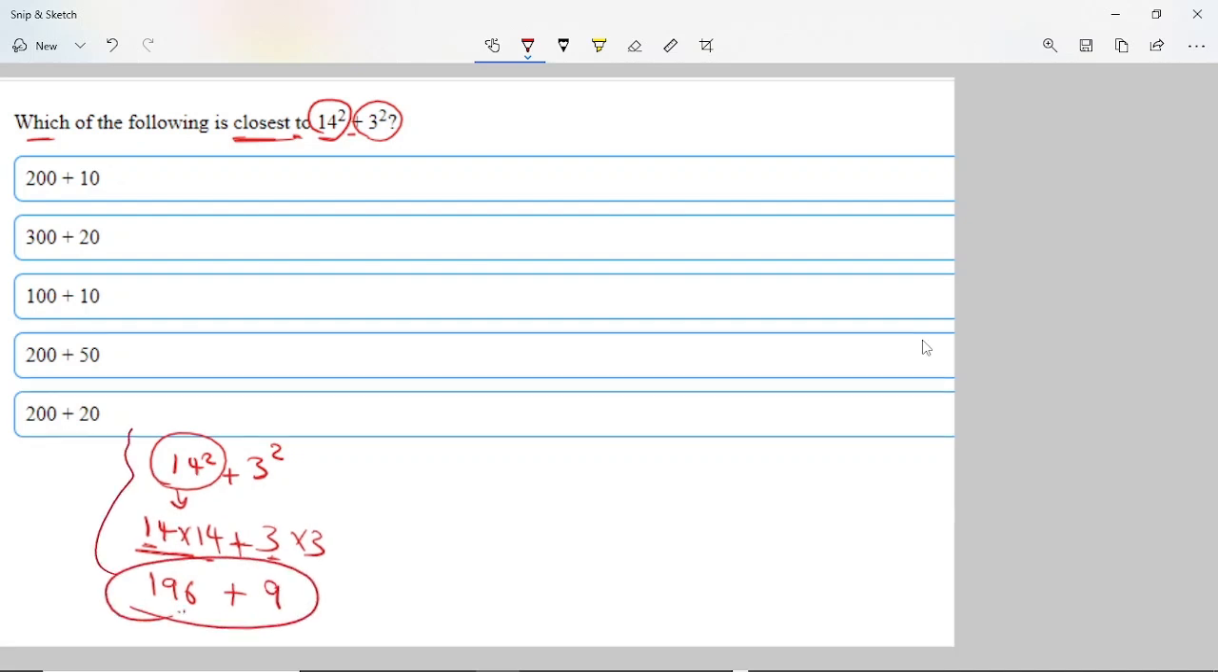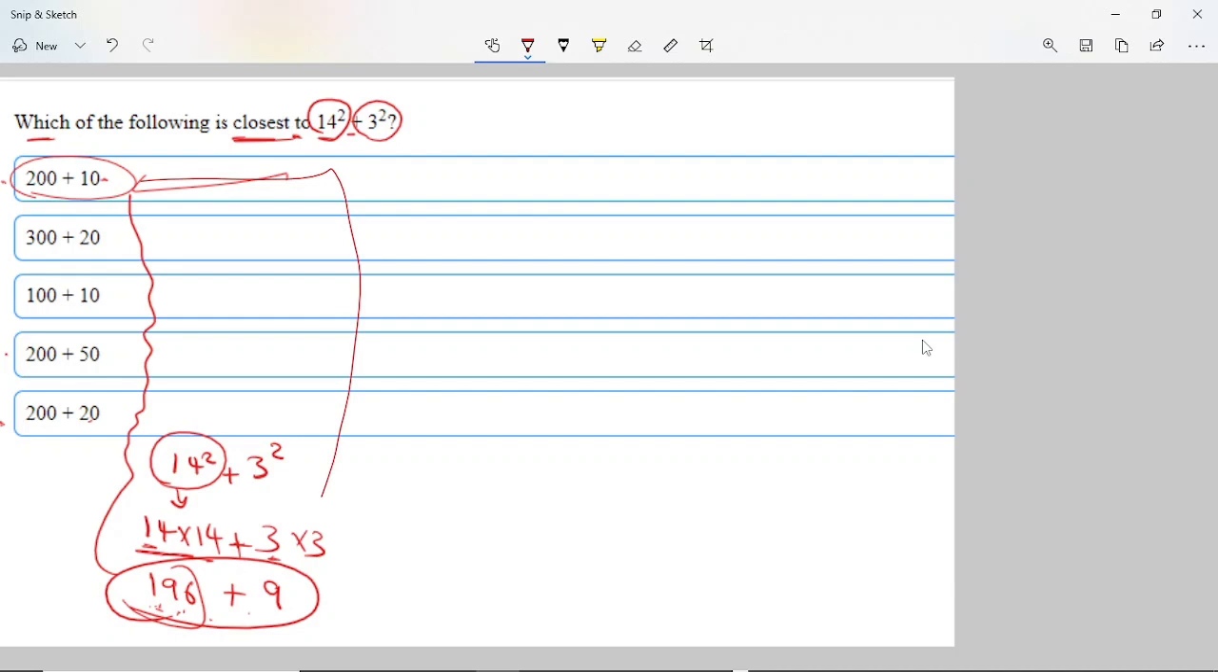So this is the number. Let's see which of these numbers is closer to 196 plus 9. So 196, 200 is the nearest number. So it can be this one or this one or this one. So the other number is 9. The closest number for 9 is 10. So it will be this number. So 200 plus 10 is the closest number to 196 plus 9.